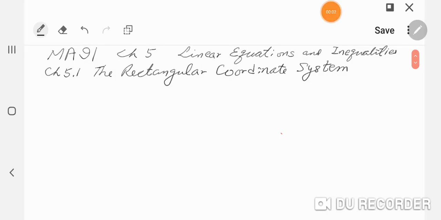Okay, chapter 5. This chapter is about linear equations and inequalities. Chapter 5 covers all the information related to linear, straight line functions, the equation of the straight line, inequalities, everything related to the linear. And chapter 5.1 is the rectangular coordinate system. So let's learn from this rectangular coordinate system.